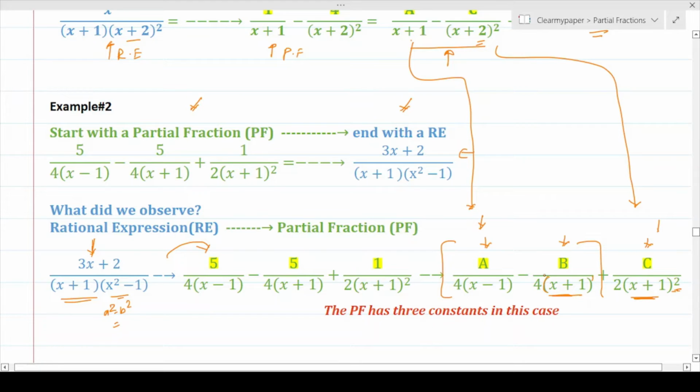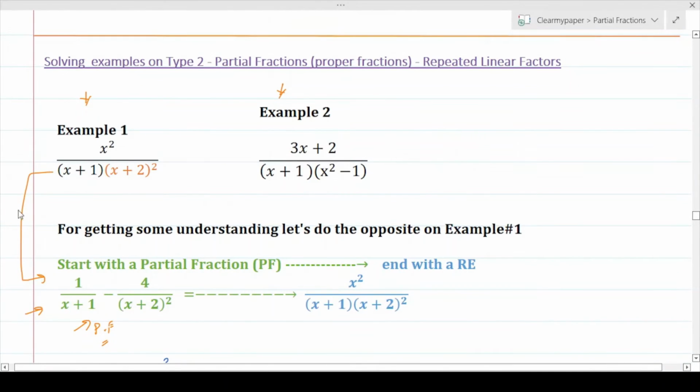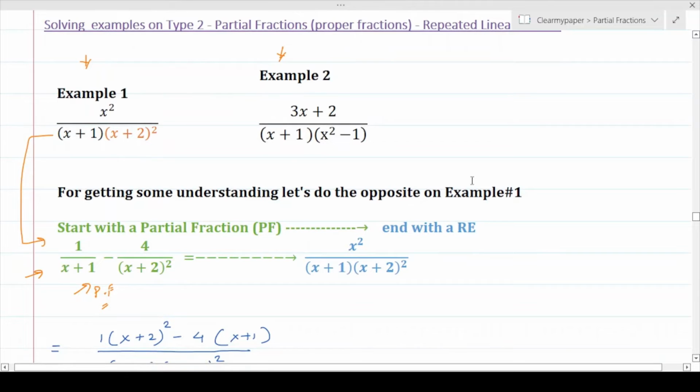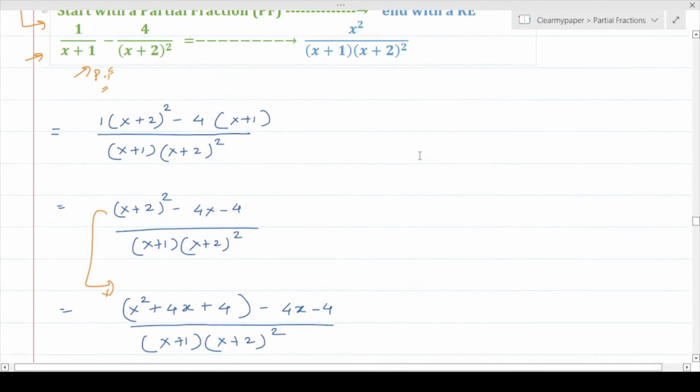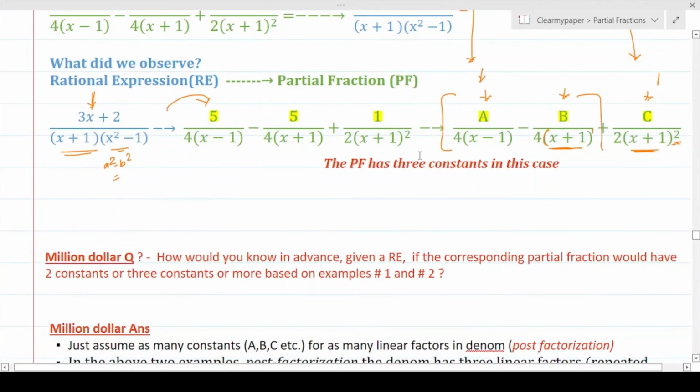How would we know? Because you will be given just these 2 examples like this over here. Hey, decompose this into partial fractions or solve this into partial fractions. You know on the face of it, it's type 2, repeated linear factors. But how would you know that in the opening step, when you simplify and bring in the constants A, B, C, whether you need to bring in 2 constants or 3 constants? How would you know that? That's your $1 million question. So let's try to address the question and the answer.